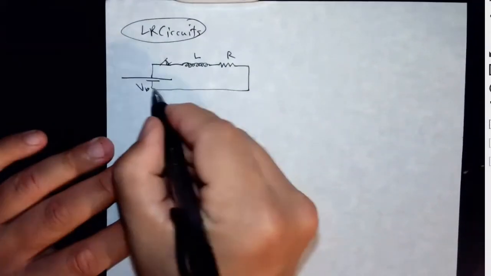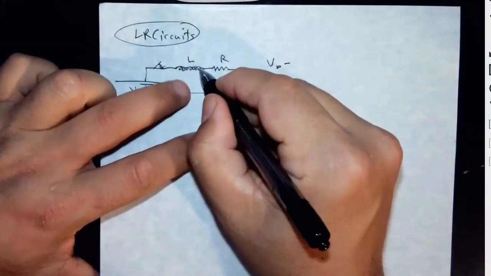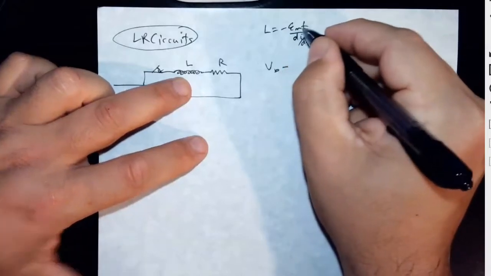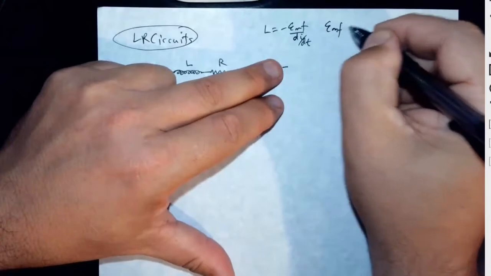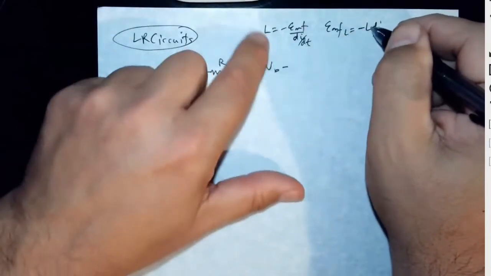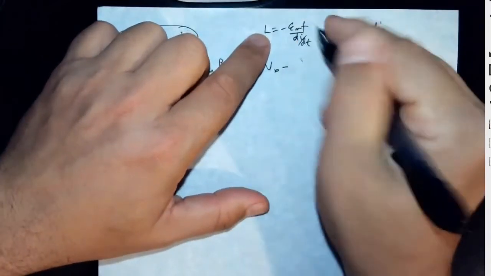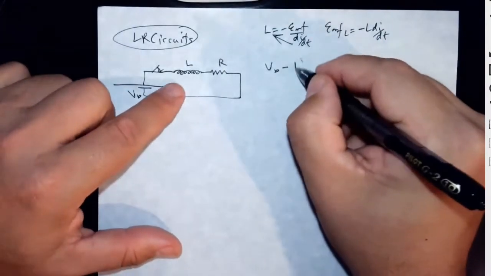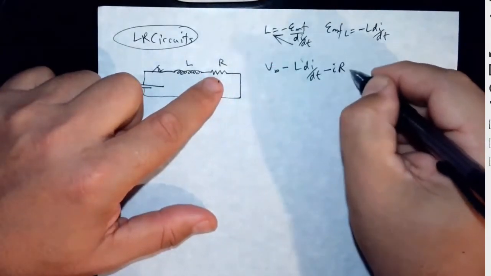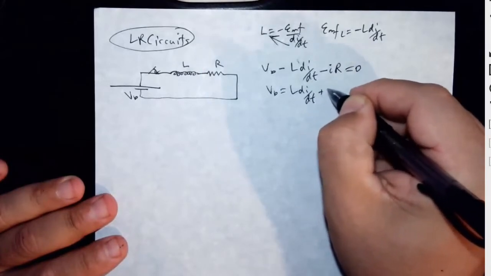Let's see how this behaves. So we do our loop, VB minus, and then when we go across the inductor, remember the definition of L is negative EMF over di/dt. So the voltage across the inductor is going to be negative L di/dt. By definition, inductance is the EMF over di/dt. So then the voltage drop across the inductor, this one cross multiplies over there, you'll get negative L di/dt. So negative L di/dt, and then you lose another voltage across the resistor, IR, and that's equal to 0. And then you're going to have L di/dt plus IR.